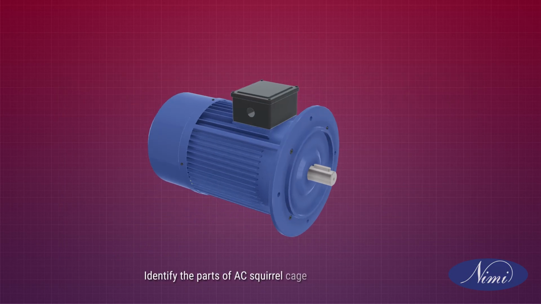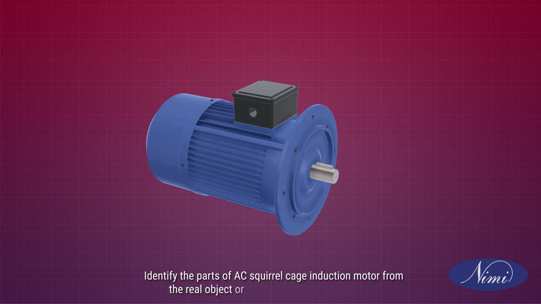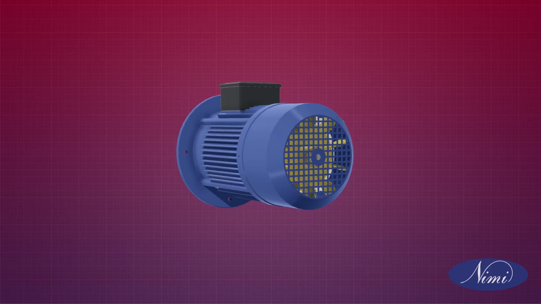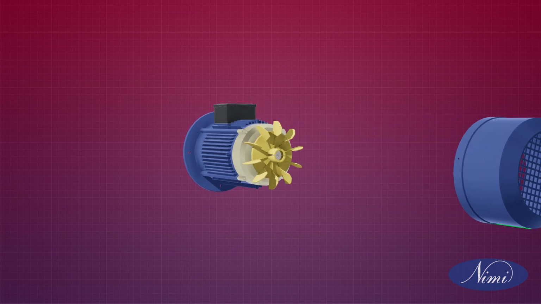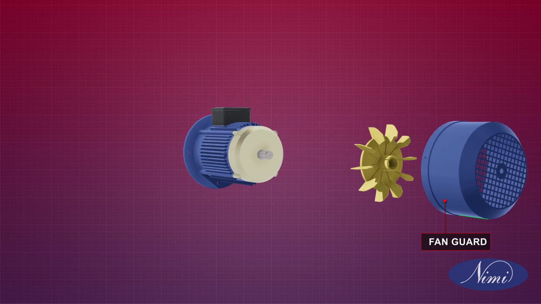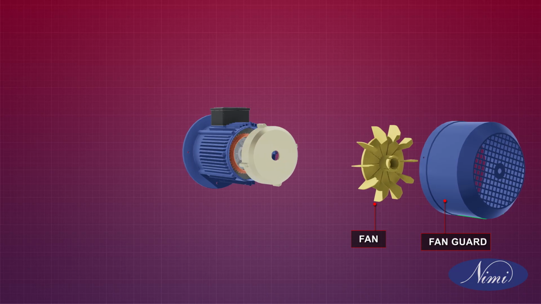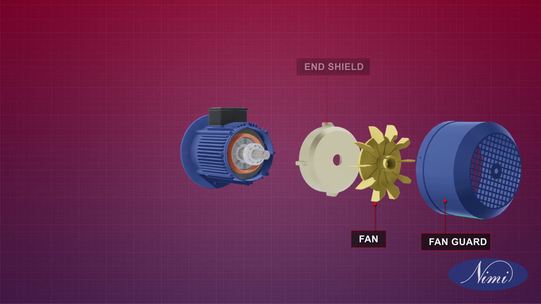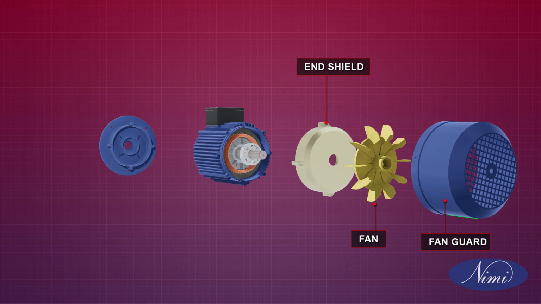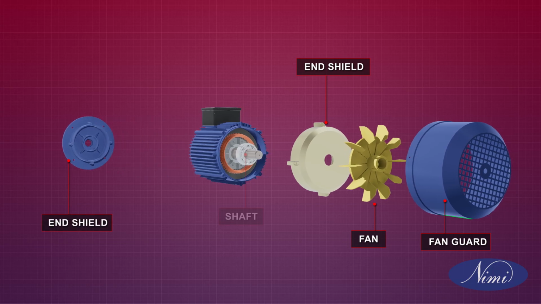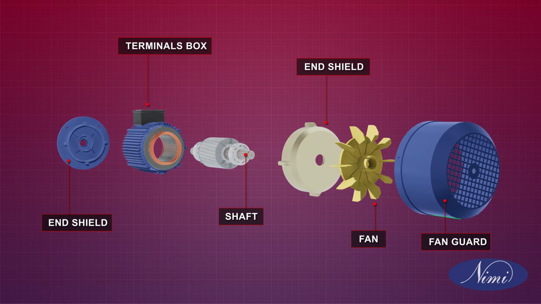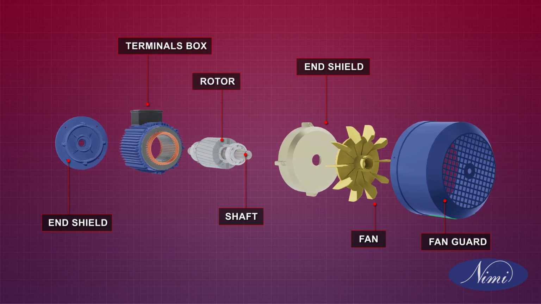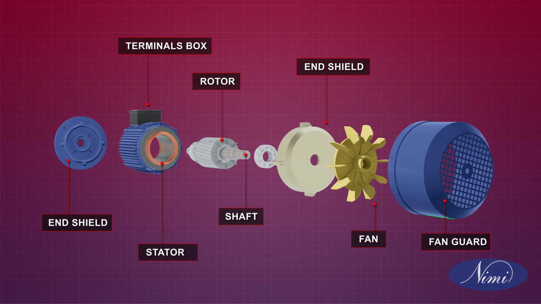Identify the parts of AC squirrel cage induction motor from the real object or from the exploded view chart. Fan guard. Fan. End shield. End shield. Shaft. Terminals box. Rotor. Stator. Bearing.